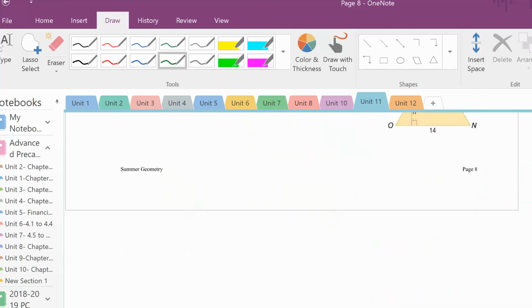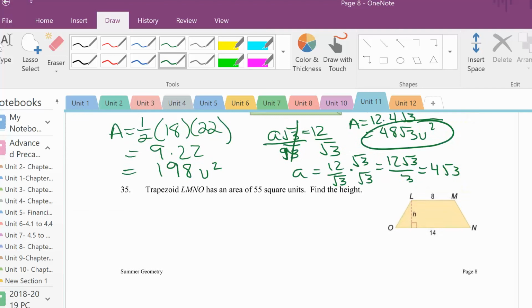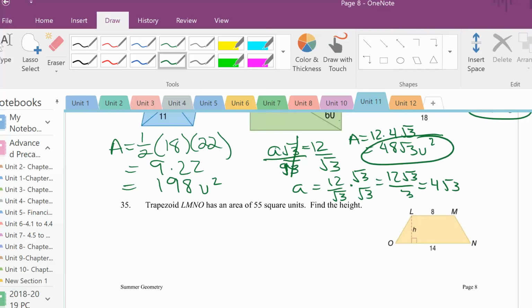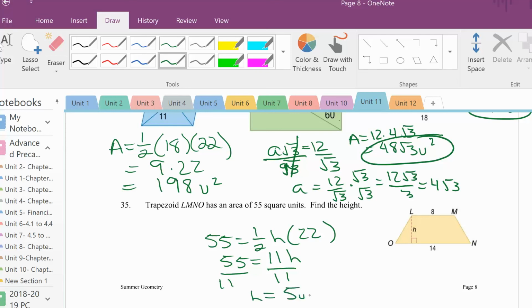All right, and then the last one, it has an area of 55 square units. Find the height. Well, remember, area is equal to 1/2 height times the sum of the bases, which is 22. Half of 22 is 11, and then 55 divided by 11 gives you that the height is 5 units.